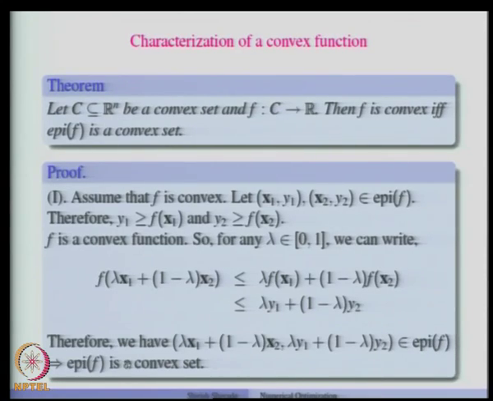So, which means that the epigraph of F is a convex set, because this holds for all lambda in the closed interval 0 to 1 and for any x1, y1 and x2, y2 belonging to the epigraph of F. So, we have taken 2 points in the epigraph and shown that for any 2 points in the epigraph, the line segment joining the 2 points always lies in the epigraph of the set, which means that the epigraph of F is a convex set.